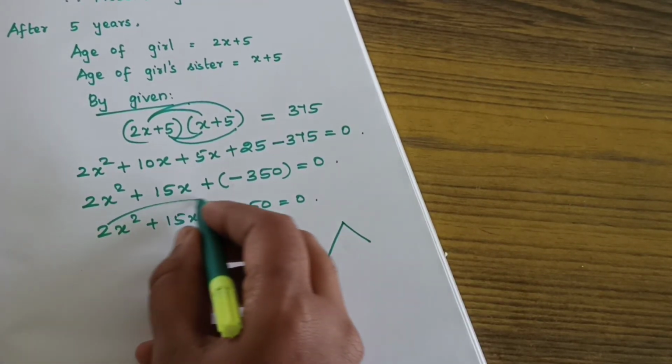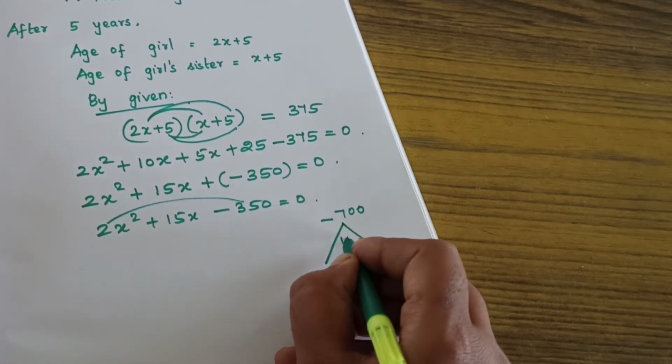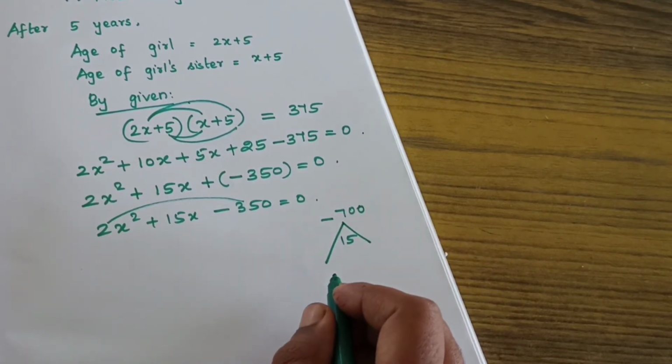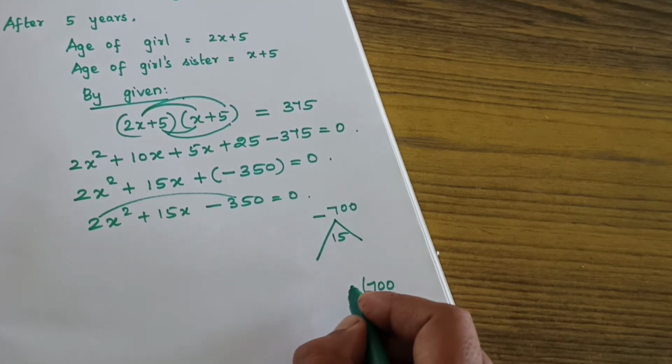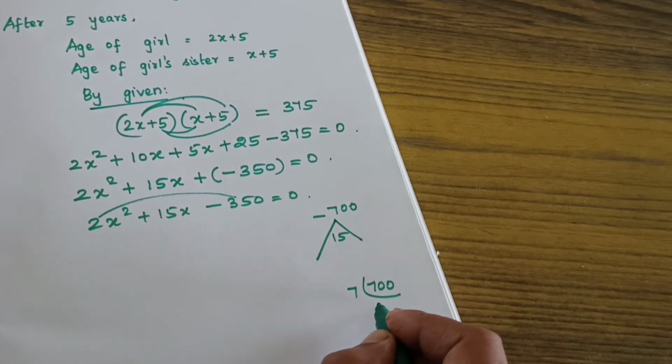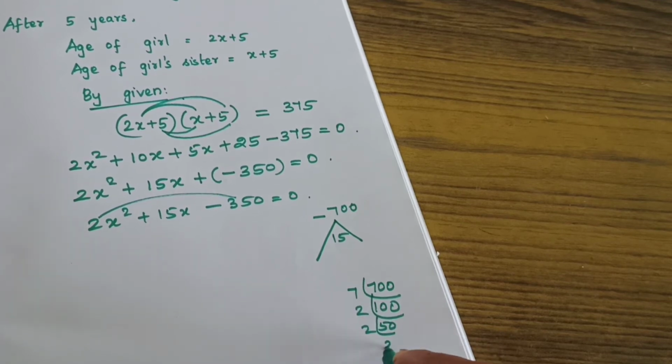While multiplying, we need to get minus 35 into 17, so 700, and some factor is 15. So how can we get the answer? 700, we are going to factorize. So 7 is a prime number, no? So we can put it straight: 100, then 250, then again 225, and again 5 and 5.